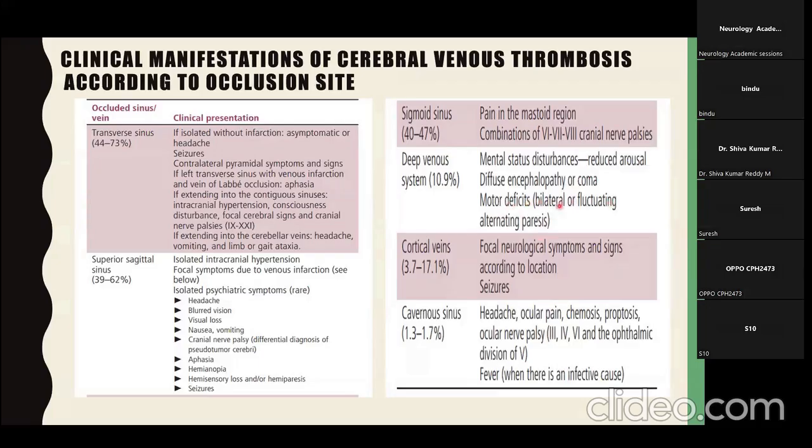The deep venous system can present with unilateral, later becoming bilateral, and also can present with fluctuating alternating paresis. Cortical veins, according to the site of occlusion, can cause focal neurological symptoms and signs, and as they are superficial, thrombosis is more likely to cause seizures. And cavernous sinus thrombosis presents with headache, ocular pain, chemosis, proptosis, ocular nerve palsies of third, fourth, sixth, and ophthalmic division of trigeminal. If the cavernous sinus thrombosis is caused by infection, patient can have fever.